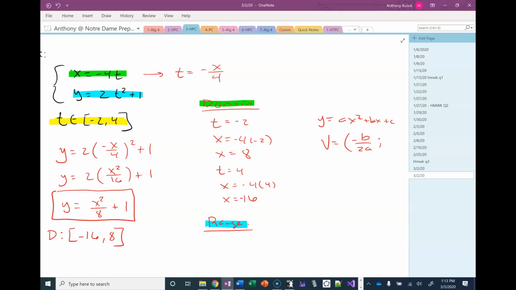0. Why is it 0? The value for b is 0 because there is no plain t variable. We only have the t squared.